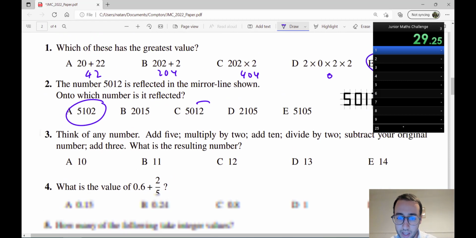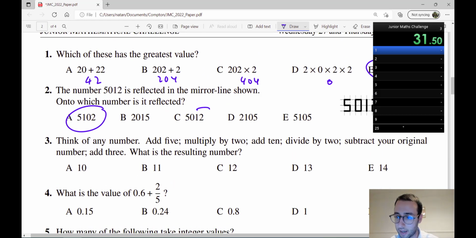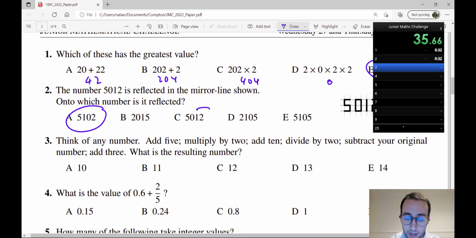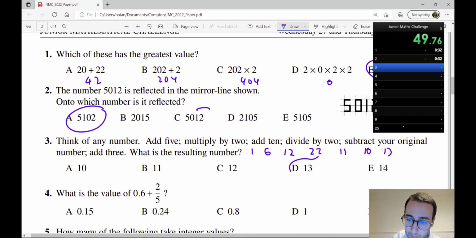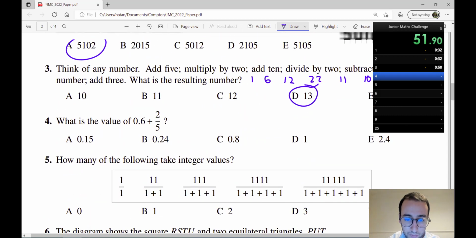5102. Think of any number, add 5, multiply by 2. I'm not doing these. That was 1, 2. I'm on question 3. Need to make sure to remember that. Add 5, multiply by 2. So let's choose the number 1. So add 5, I get to 6. Multiply by 2 to get to 12. Add 10 to get to 22. Divide by 2 to get to 11. Subtract my original, which is 1. Add 3. So it's 10, add 3 is 13. Okay, must be 13.